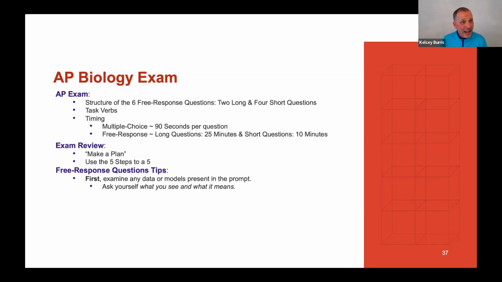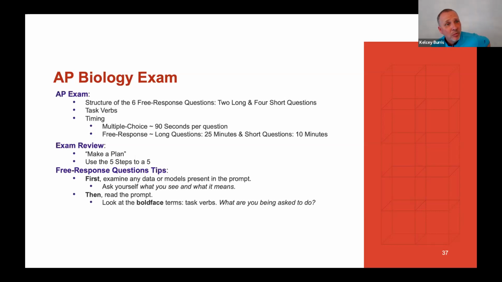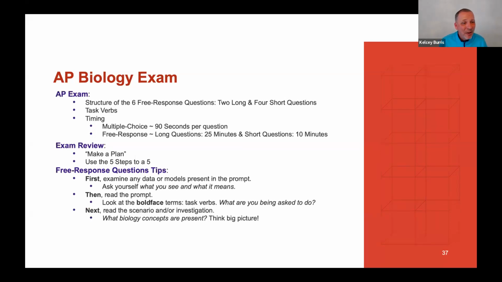When you're looking at these free response questions, first examine the data models present in the prompt. Ask yourself what you see and what it means. Then read the prompt and look at the bold-faced words, right? The task verbs: what are you being asked to do? Next, read the scenario and/or investigation. What biology concepts are present? Think big picture. Last, read the prompt again. And finally, remember, stay calm and test on.